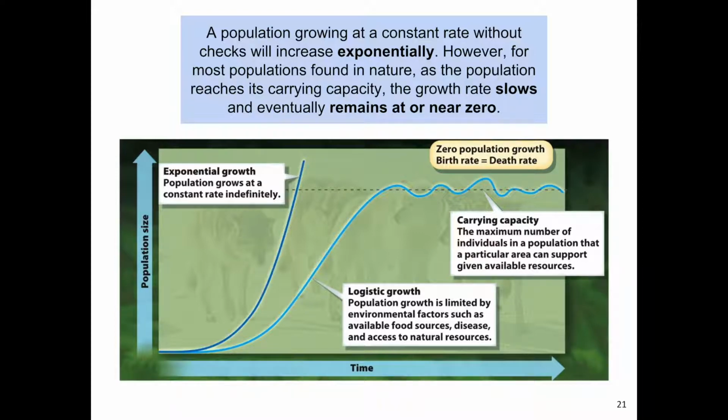I'm just going to read this quickly so you see it. A population growing at a constant rate without checks will increase exponentially. However, for most populations found in nature, as the population reaches its carrying capacity, the growth rate slows and eventually remains at or near zero. When the growth rate is at zero, that just means the birth rate is equal to the death rate. The number of individuals coming into the population equals the number of individuals leaving the population. And that means we're at that carrying capacity, where the population can be supported by the resources in that particular area.